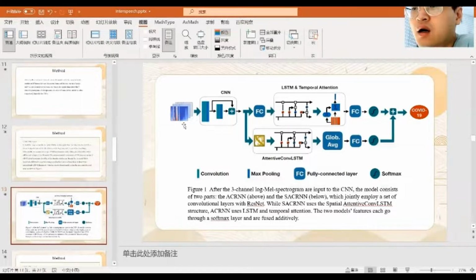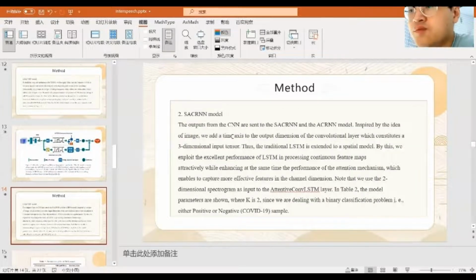The spectrogram static, delta and delta-delta are the input to the CNN with skip connections, and then it is divided into two parts. The first part is SACRNN and the second is the conventional ACRNN. After the softmax function, we fuse them to get our output. The outputs from the CNN are sent to the SACRNN and the ACRNN modules.